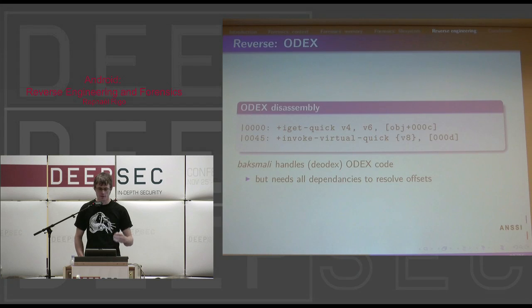to find attributes and methods. Fortunately, Baksmali handles DEX files and ODEX files with an operation called deodex. Unfortunately, to resolve all the structure offsets and the method offsets, it needs all the dependencies. It means if you find the ODEX file, you really have to have all the libraries needed to run the application itself to be able to deodex it.